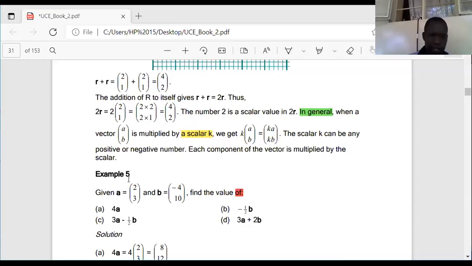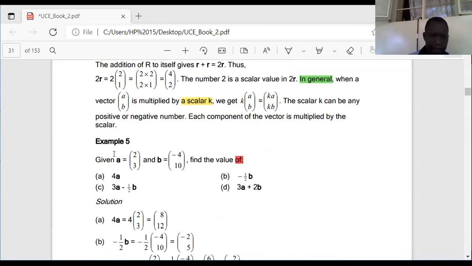Okay, we are going to look at examples of multiplying vectors with a scalar, and also we shall proceed and look at the magnitude of vectors. So having said that, let us get started. So with the question that I've left you with, the example, and that was example 5.